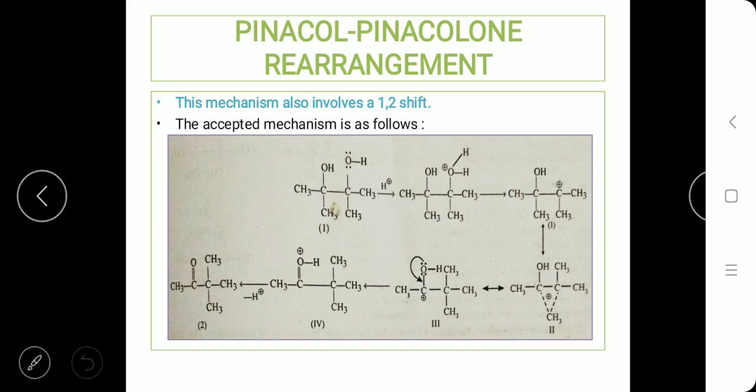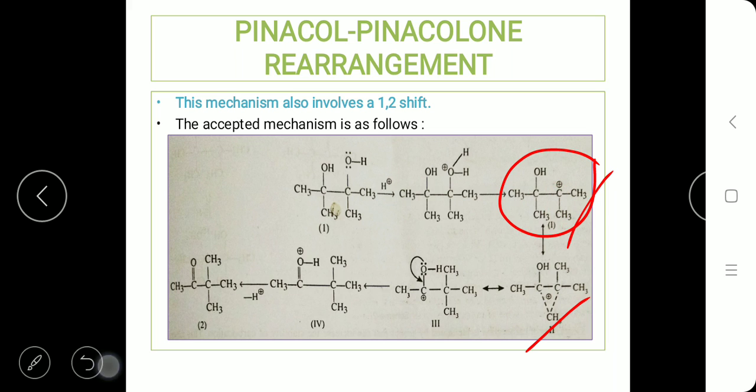The next step would be to remove the positive charge. The positive charge can be removed by removing the water molecule. Once we remove the water molecule, a carbocation is obtained. So here, again you can see the carbocation which is generated. Now this carbocation can also be written like this. That means the carbocation is shifting from this carbon to the adjacent carbon atom.